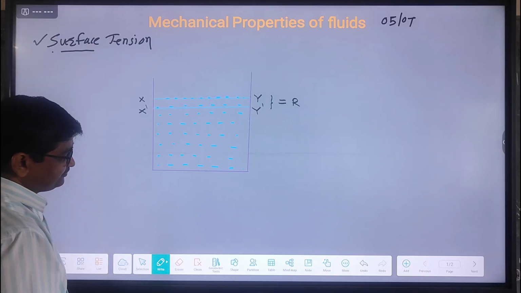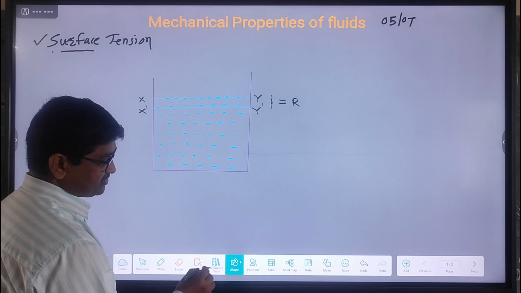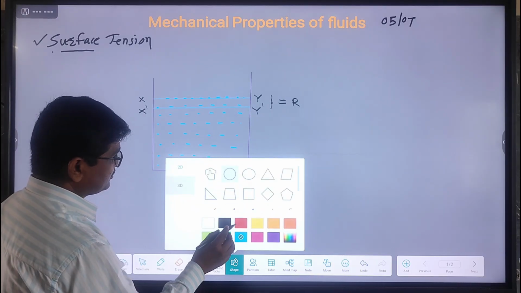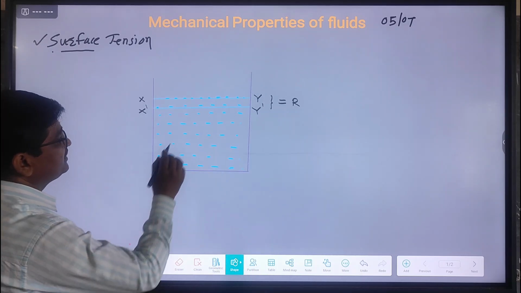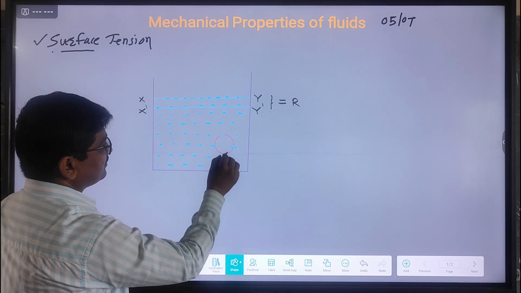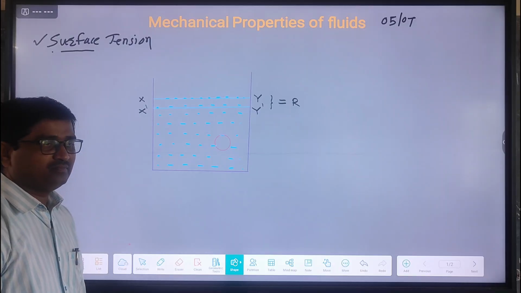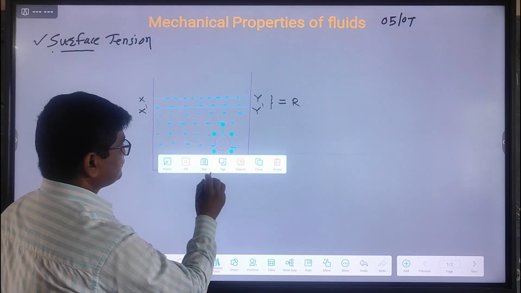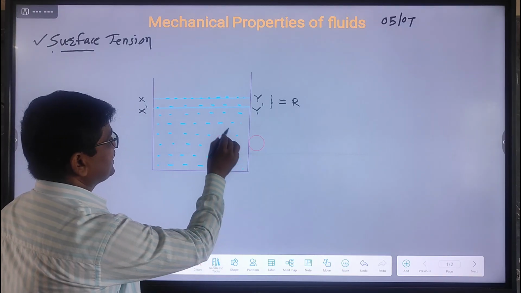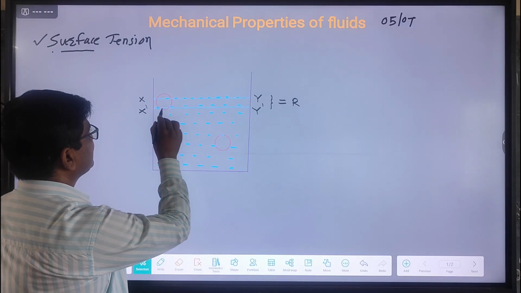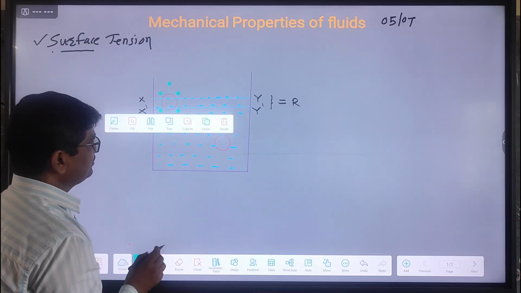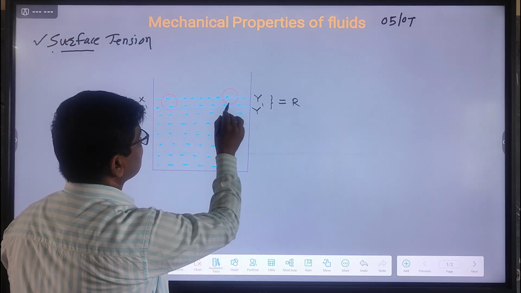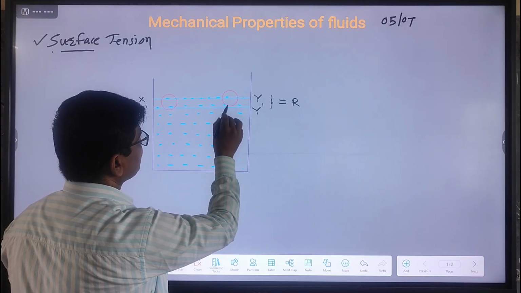Now then after, we consider 3 molecules. We are trying to draw the molecules. There are 3 molecules. Now this is the first molecule. Now this is our second molecule. And after that we add our third molecule. Okay, there are 3 molecules.